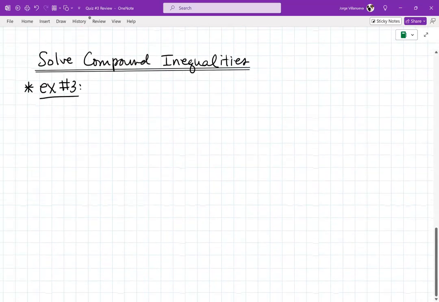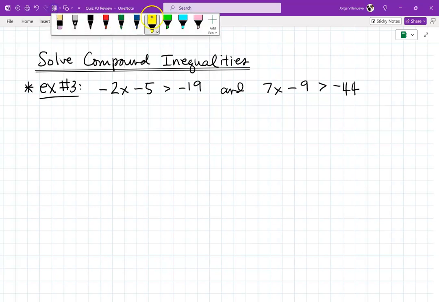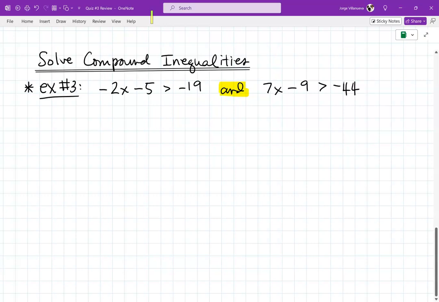So here we go. I'm going to put right here negative 2x minus 5 is greater than negative 19. And I'm going to kind of highlight that for us because that tells me that the lines should be crashing towards each other. If it's an and problem, they should be coming towards each other. And my answer is going to be whatever they have in common. Okay? So and is very important to note. And they collide or they go away from each other. Okay? So, all right, we got to solve both of these. So that's the bad news with these, right? Like I got to do two problems at once.